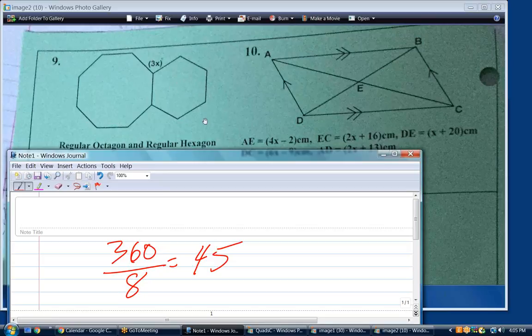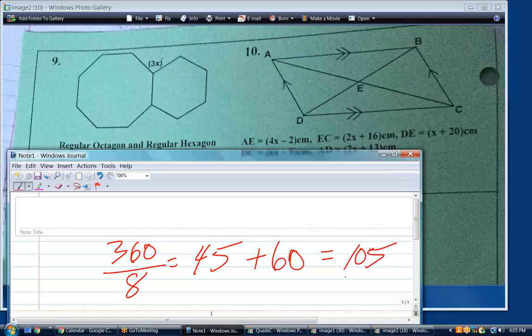Okay, now let's consider the hexagon. What's the sum of the exterior angles of a hexagon? Hexagon would be 360. Also 360. No matter what the shape, the sum of the exterior angles is always 360. Okay? So for the hexagon, it's 60 degrees. So we have 45 degrees plus 60 degrees makes up that angle that they're calling 3x. See that?